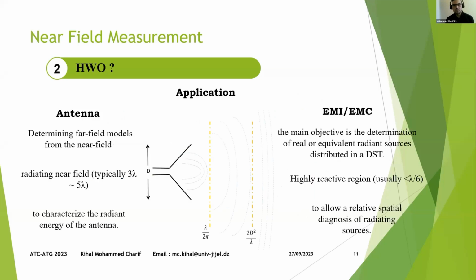How to carry out a near field measurement? To answer this question, it's necessary to specify what type of near field measurement. Generally, we can classify types of near field measurements according to three criteria: by application domain, by configuration type, or by scanning surface. The near field measurement in the radiating zone can be used to characterize the antenna's emission, or in the highly reactive region to resolve EMI or EMC problems.